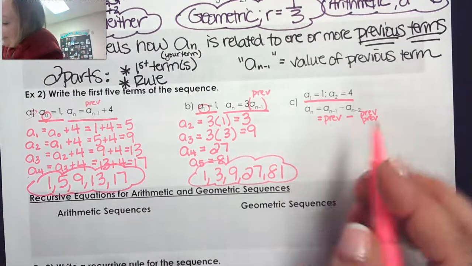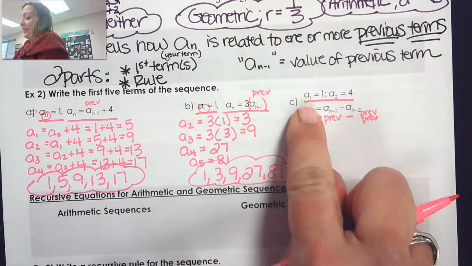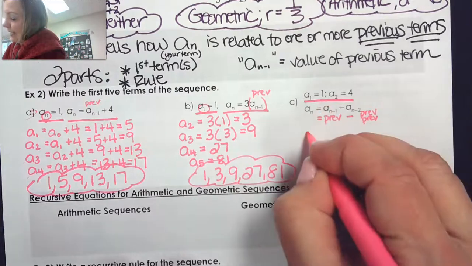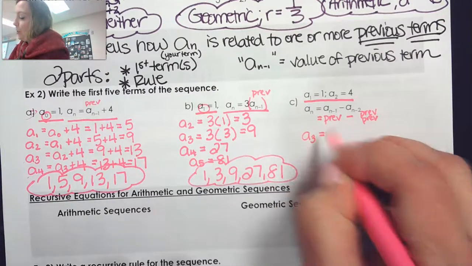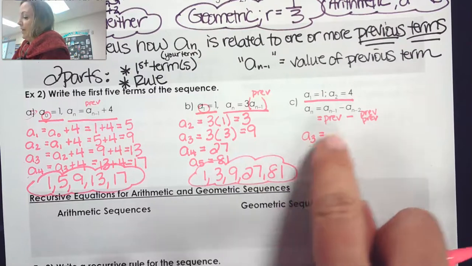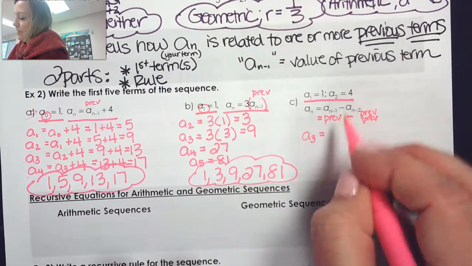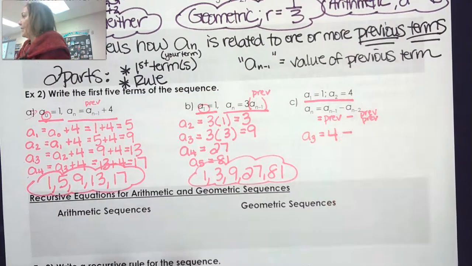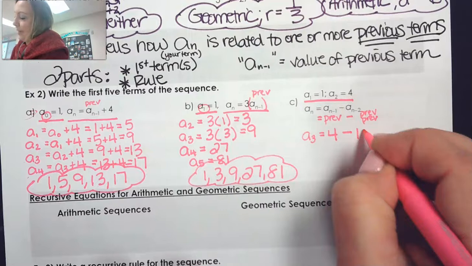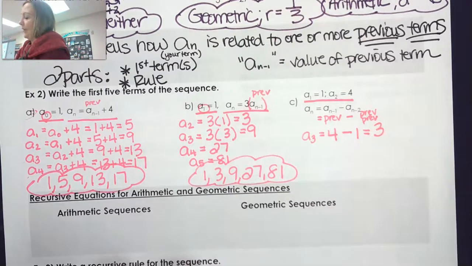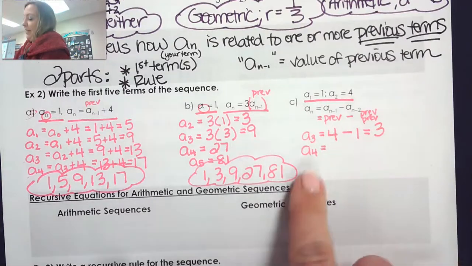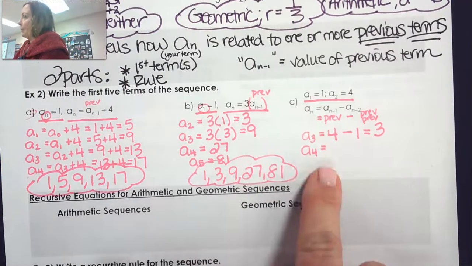So this is saying that, notice that I have a sub 1 and a sub 2. So what would the next one be? That would be a sub 3. So I'm going to take the previous term, which was a sub 2. What's the value of the previous term? 4. And I'm going to subtract the term before that, which it says was 1. So a sub 3 is 3. Okay. Now to get a sub 4, again, I want the previous term.